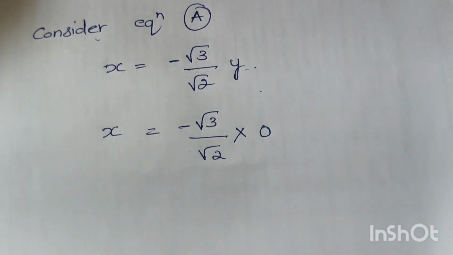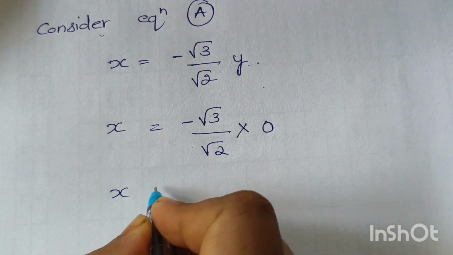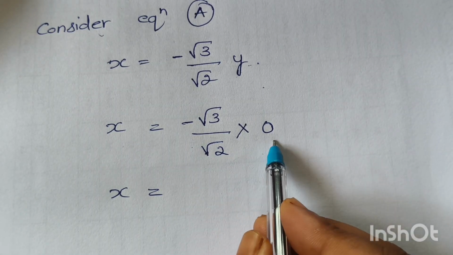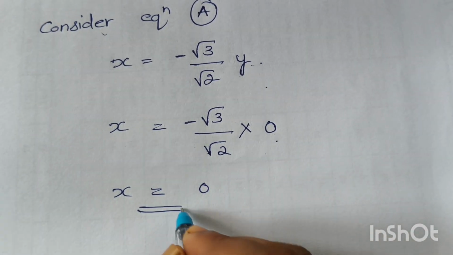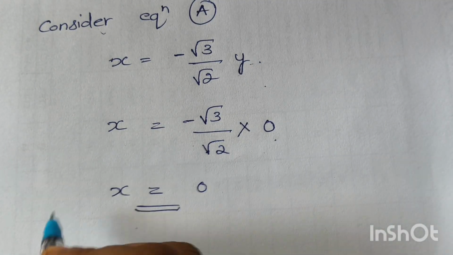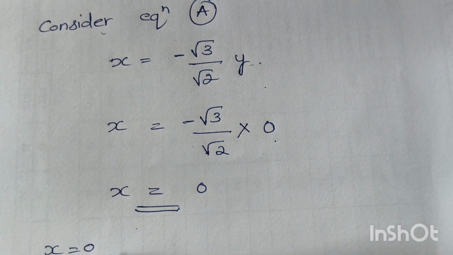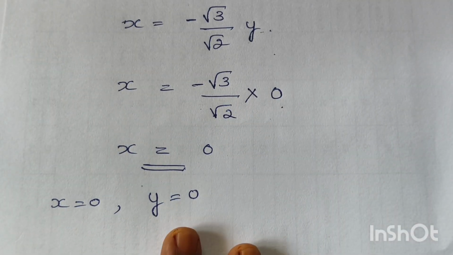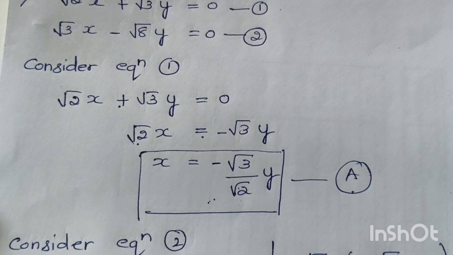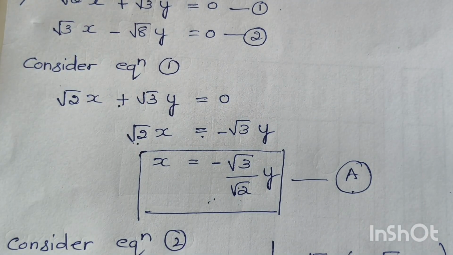Therefore, what will we get? x is equal to anything into 0, which is 0. Therefore, x is also 0. x is 0, y is also 0. Now take the complete view of the problem.